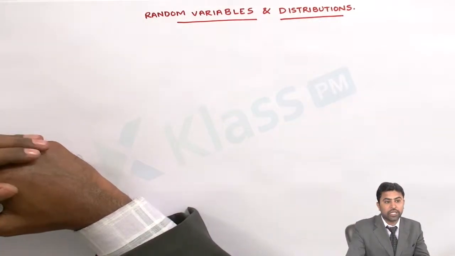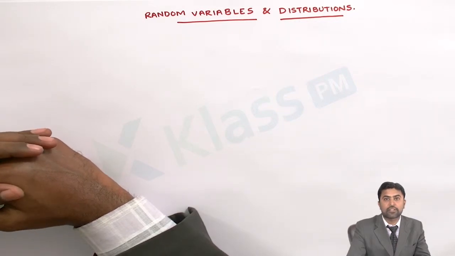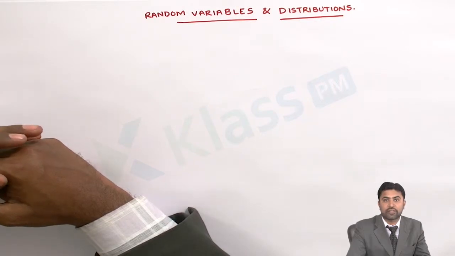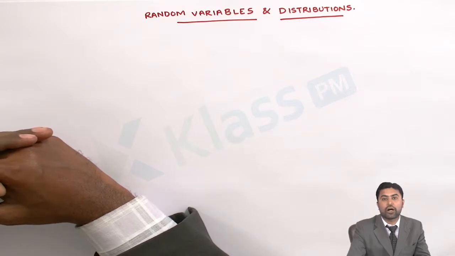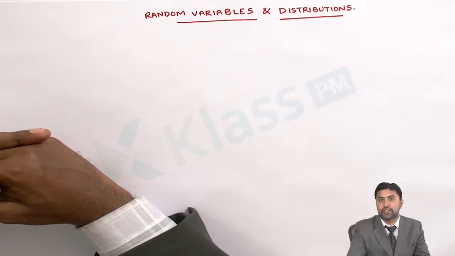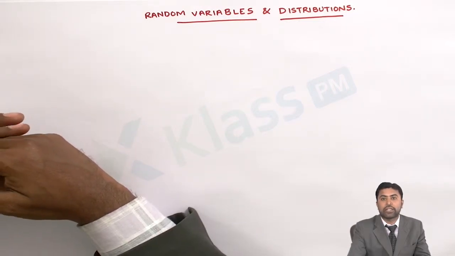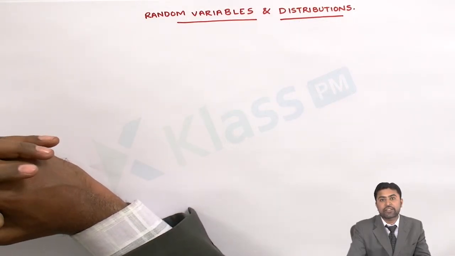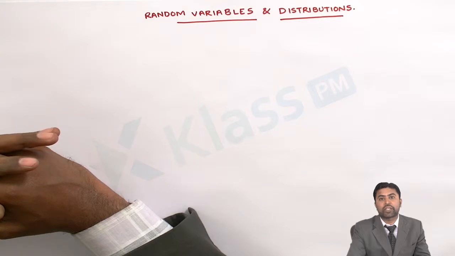Today we start the chapter random variables and distributions, which comes under statistics. Here statistics is divided into two, that is descriptive statistics and inferential statistics. In descriptive statistics we have already learned how to calculate the measures of central tendency like mean, median and mode, and we have also learned how to calculate variance, standard deviation and so on. In inferential stats we are going to learn how to draw inference, how to draw conclusions from the given data.